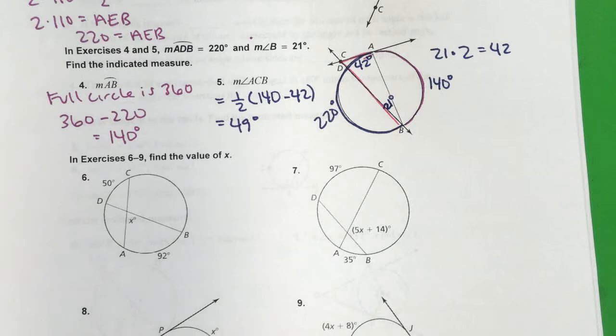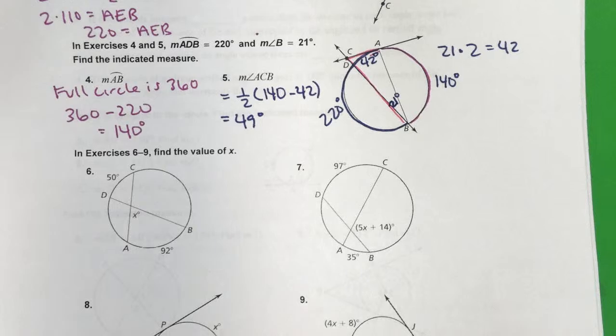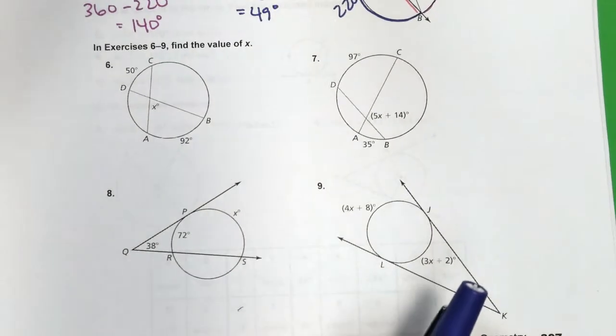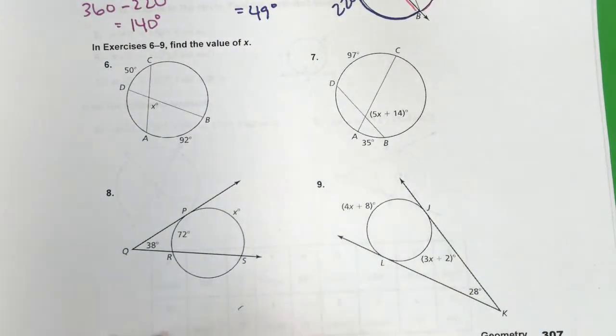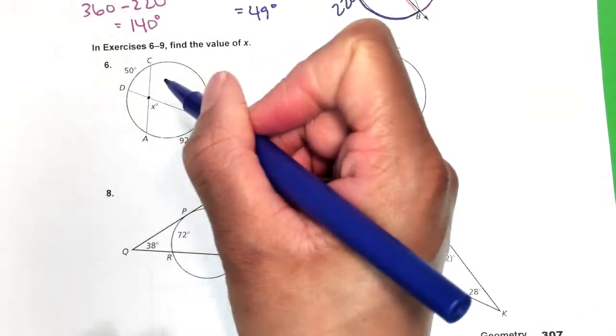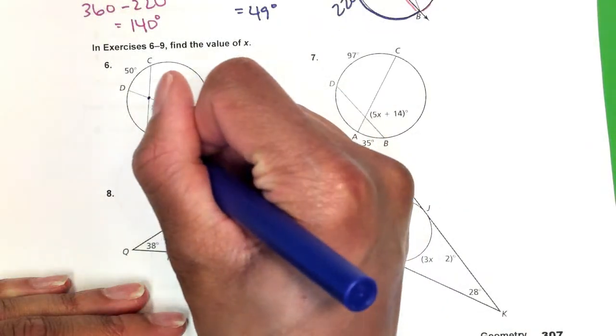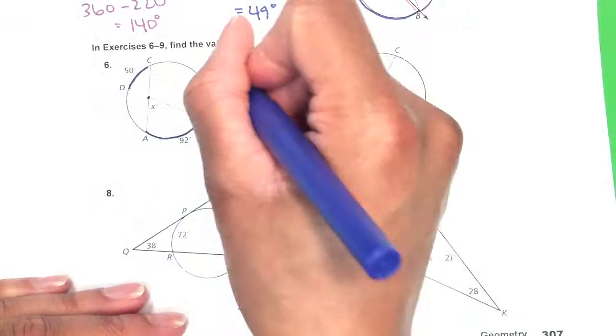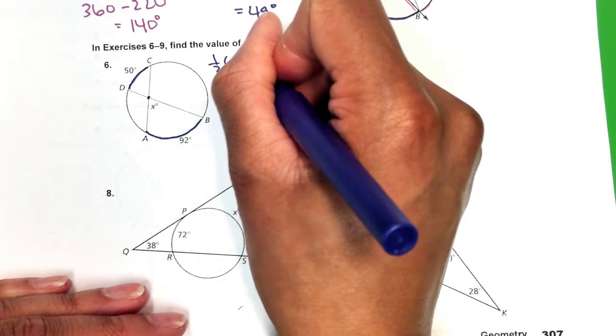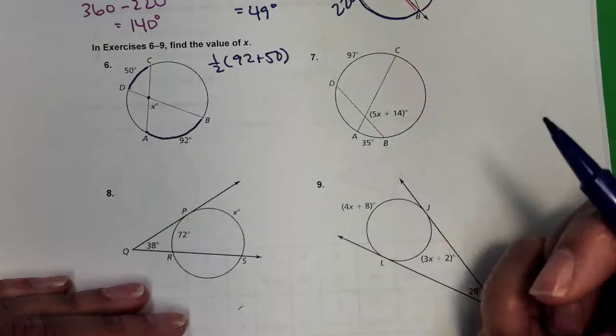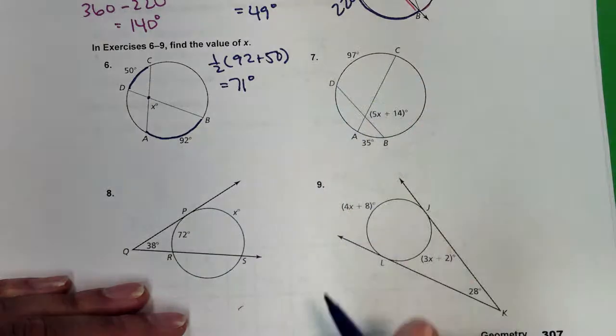Okay, so we have 4 more examples left. So number 6. For number 6, I need to use my half, and because my intersection is inside, I'm going to add my arcs together. So I have 1/2 of 92 plus 50, and if I put these into my calculator, I get 71 degrees for x.